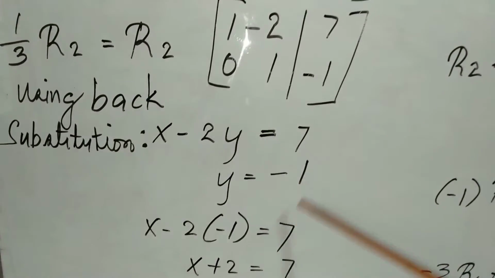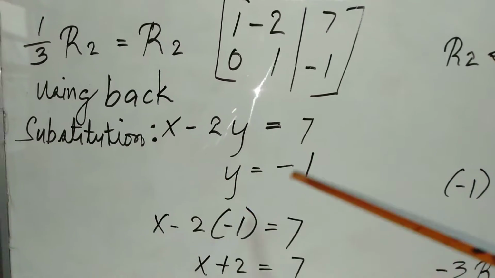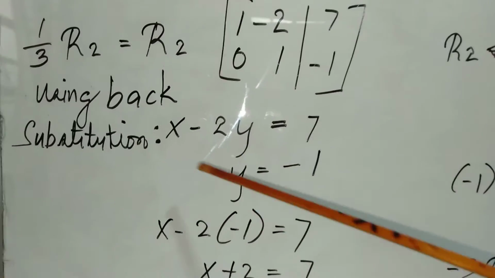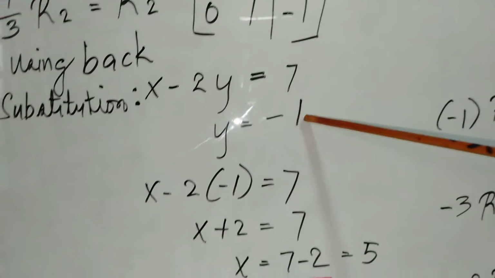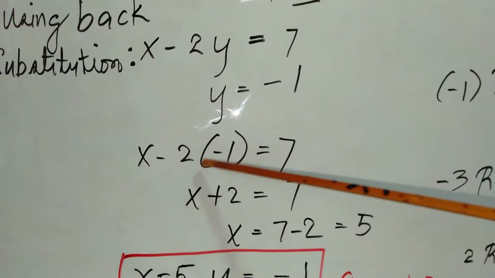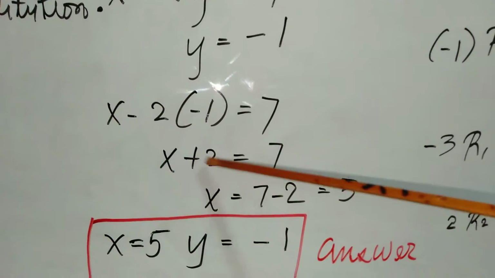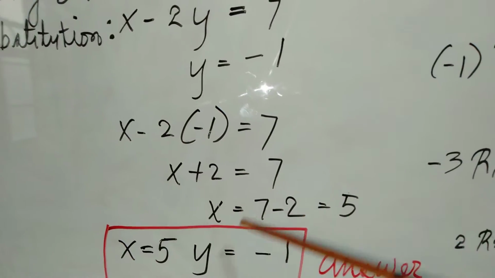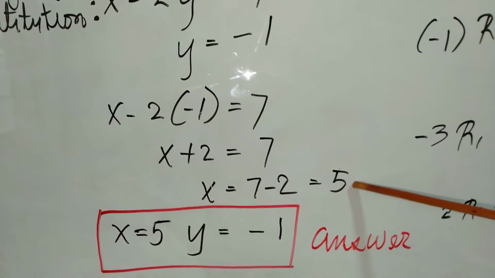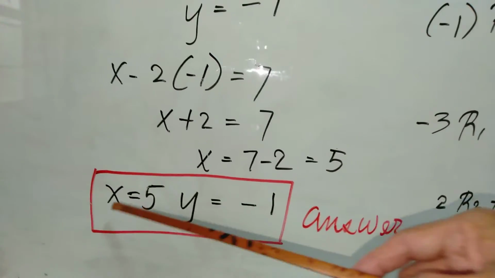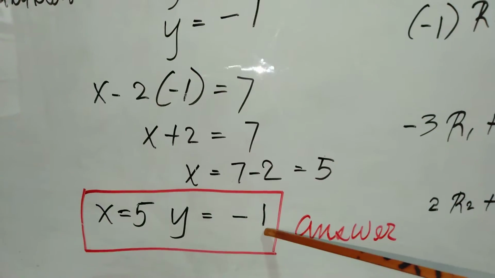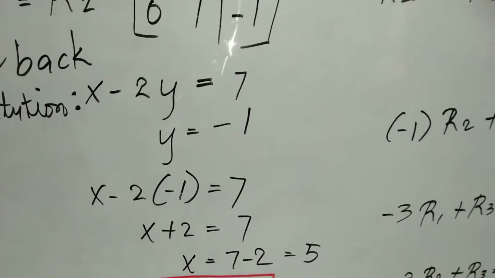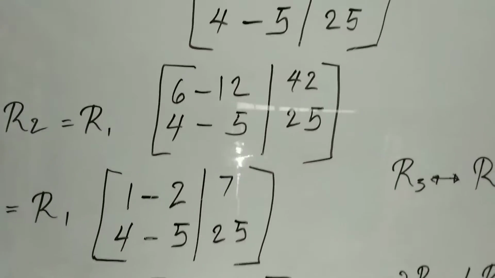All we have to do now is substitute this using back substitution. We substitute this now in the first equation. So x minus 2 times y, which is negative 1, is equal to 7. Negative 2 times negative 1 is positive 2. x plus 2 is equal to 7. To get the value of x, you transpose 2 to the right side of the equation, 7 minus 2 is equal to 5. So finally, our answer is x is equal to 5 and y is equal to negative 1. So this is how we're going to solve two variable equations.